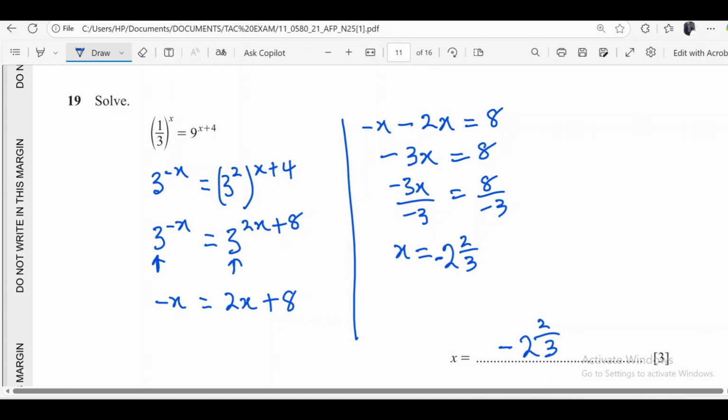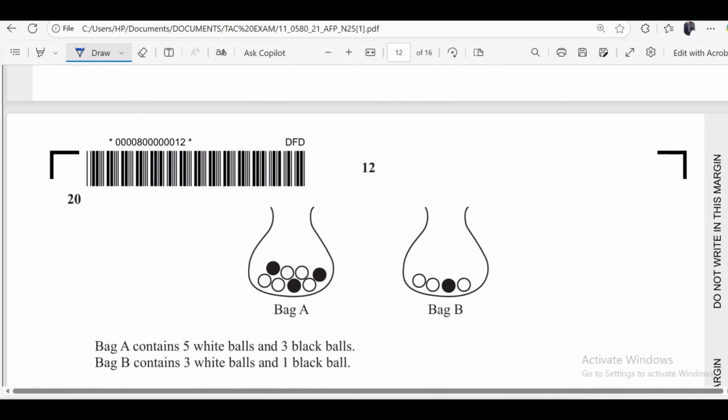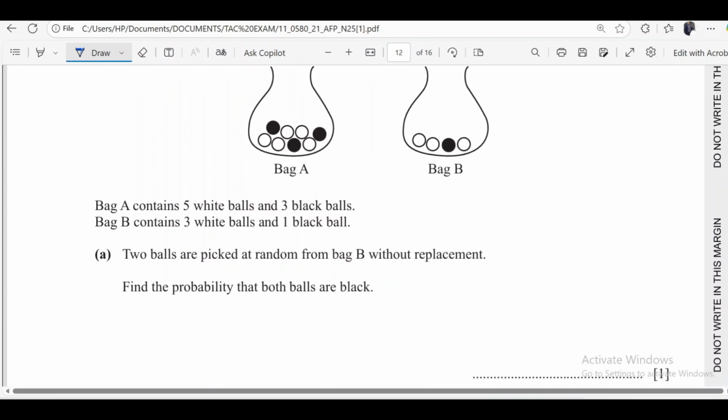Okay, so let's move on to question number 20. Now, question 20 is probability. Bag A contains 5 white balls and 3 black balls. Bag B contains 3 white balls and 1 black ball. 2 balls are picked at random from bag B without replacement. Find the probability that both balls are black.